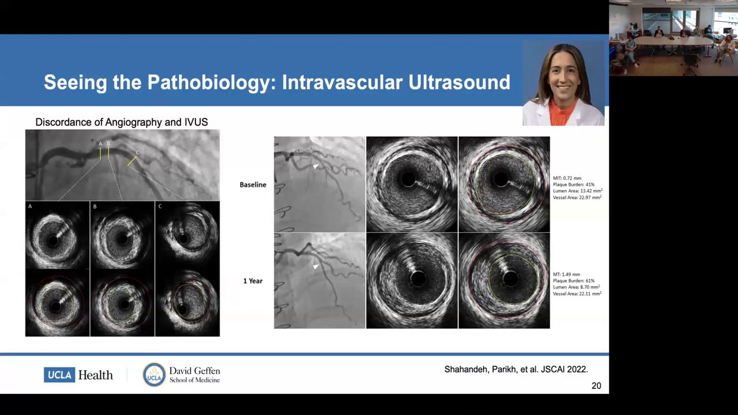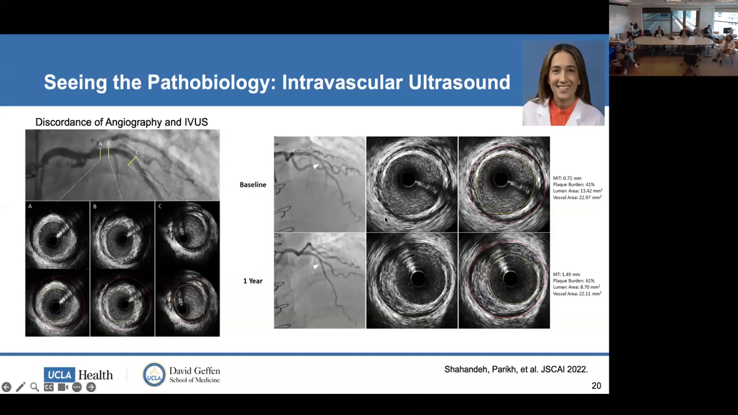So on the left-hand panel here, you can see that this is the prox to mid LAD, looks fine on angiogram, but when you IVUS, you can see the discordance. You actually have here pretty significant plaque burden in panel B that was measured at about 70%.